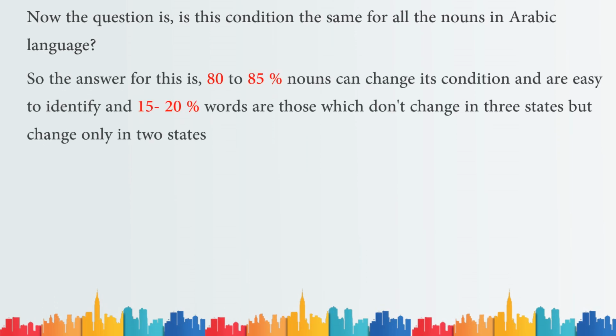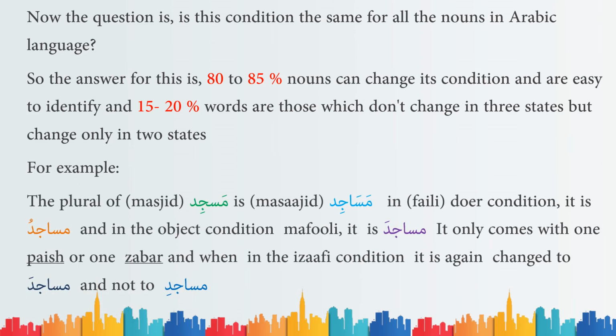So the answer for this is 80 to 85% nouns can change its condition and are easy to identify, and 15 to 20% words are those which don't change in 3 states but change only in 2 states. For example, the plural of masjid is masajid. In fa'ili, doer condition, it is masajidu, and in the object condition, maf'uli, it is masajida. It only comes with 1 pesh or 1 zabar, and when in the idafi condition, it is again changed to masajida and not to masajidi.